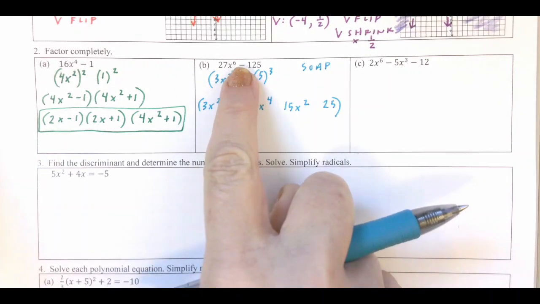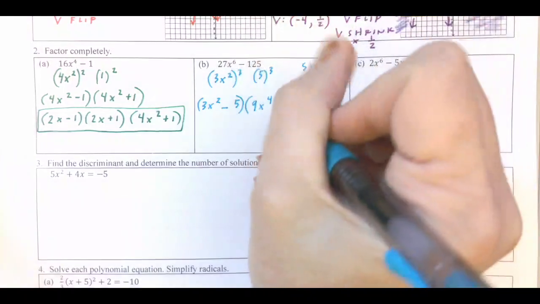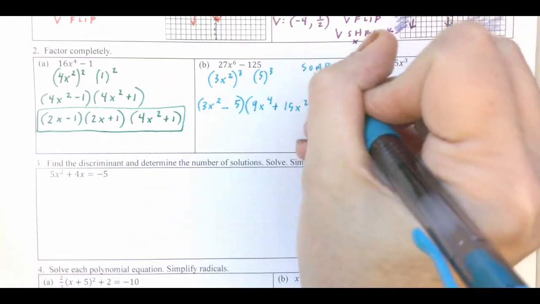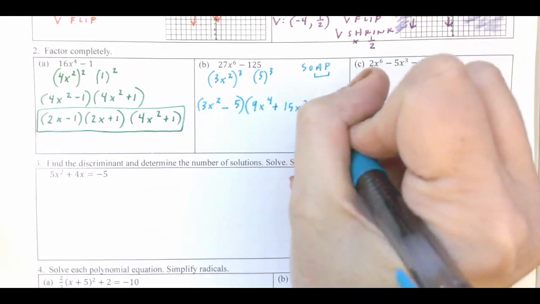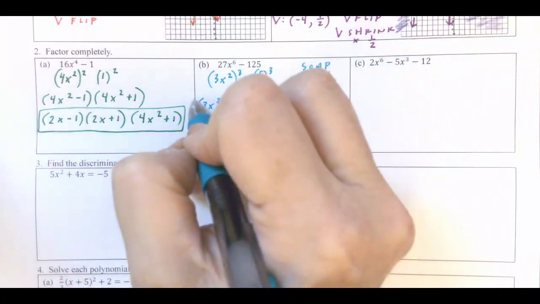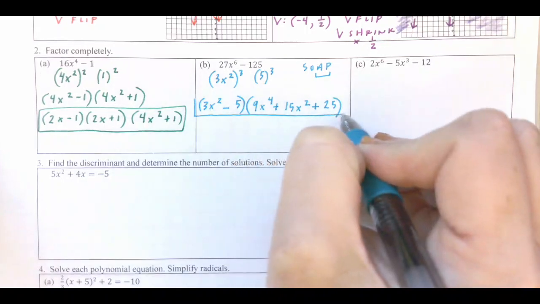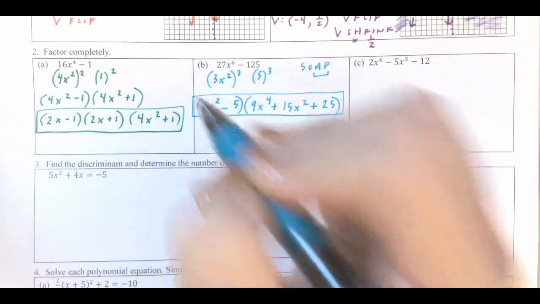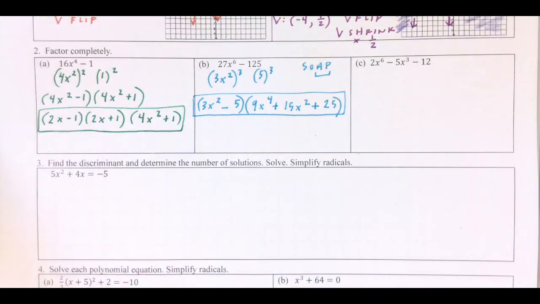opposite sign. So that minus here means I'll have a plus here. And then the AP is always positive right there. Okay, this is fully factored. There's nothing else for me to do. All right, so that one was a difference of cubes.